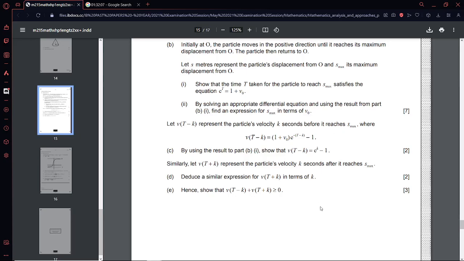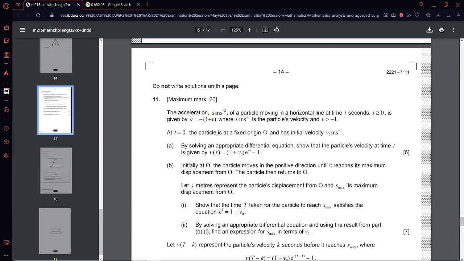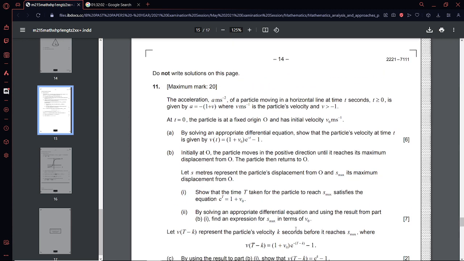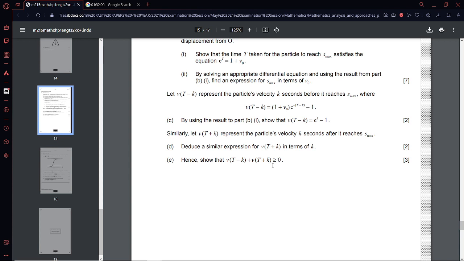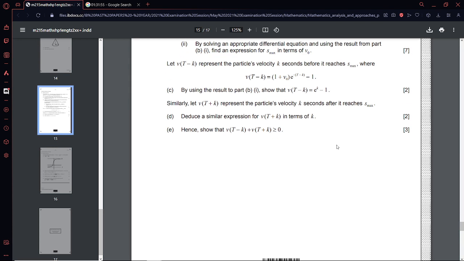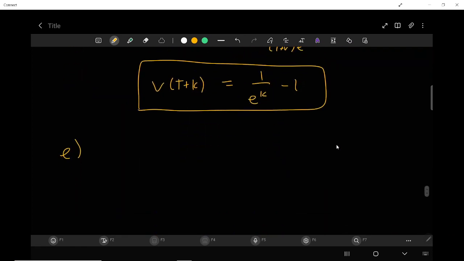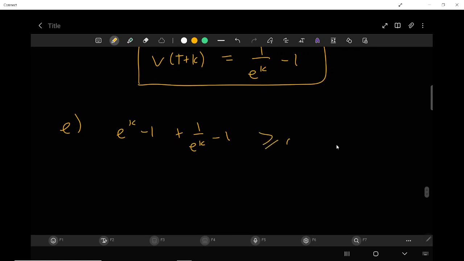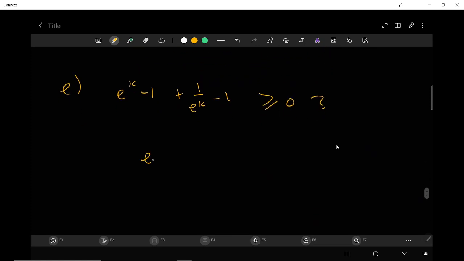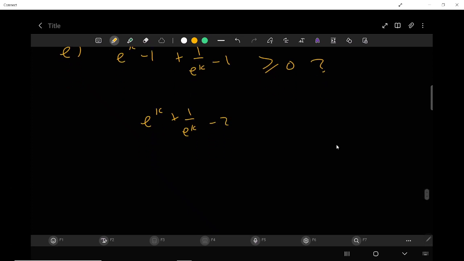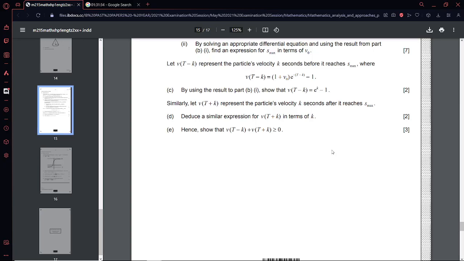So I guess kinematics is just rearranging and stuff. I'm pretty happy that I managed to realize this is dv by dt. Maybe it's in the formula, I'm not sure. Hence, show that v(T minus k) plus v(T plus k) equals zero. Okay, I guess first I'll add them. So e to the k minus 1 plus 1 over e to the k minus 1. That's what they want, so maybe e to the k plus 1 over e to the k, minus 2. How am I going to do that? Maybe.